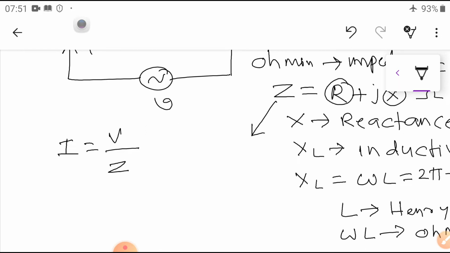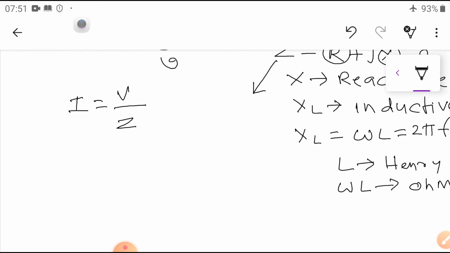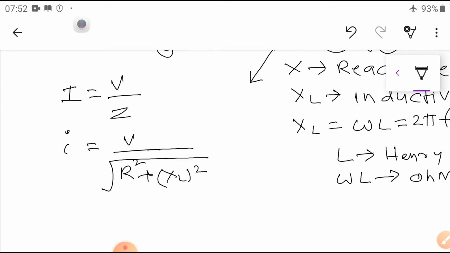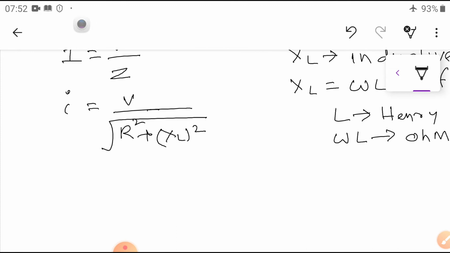Okay. So here, I is equal to V by the square root of R whole square plus XL whole square. Then I can find the current value. Okay. Now I want the phase angle. So what happens here? If you draw the vector diagram, this is the current, resistance, this is the XL. So J is represented here.